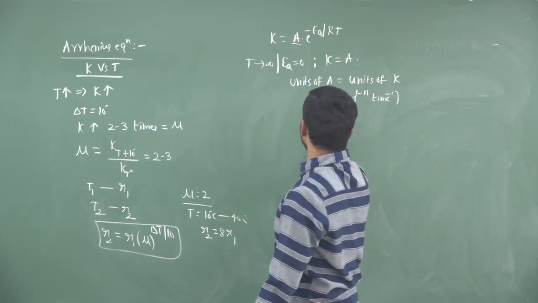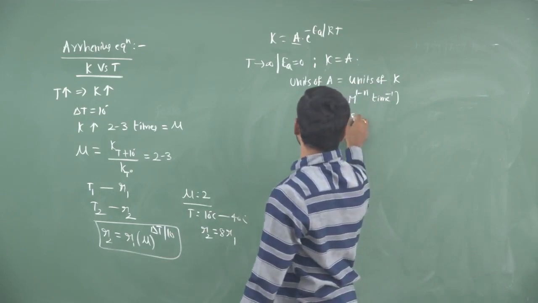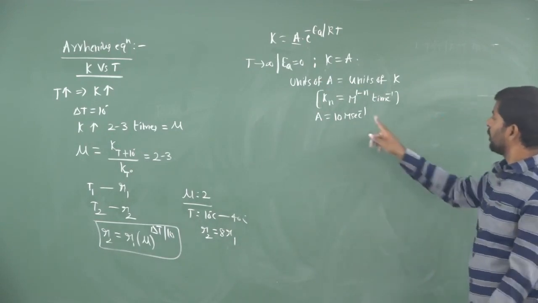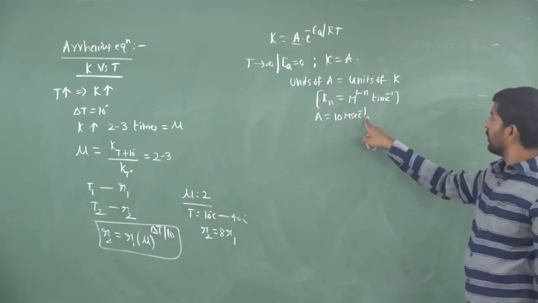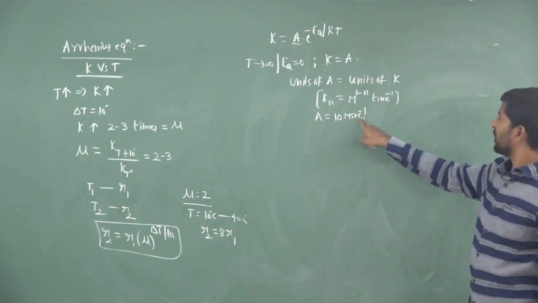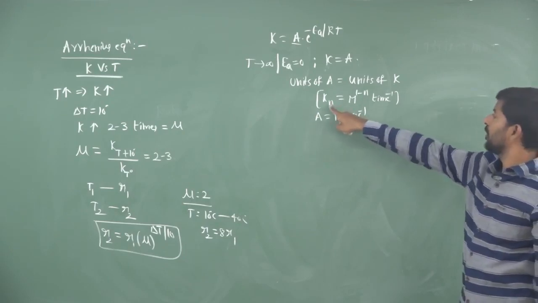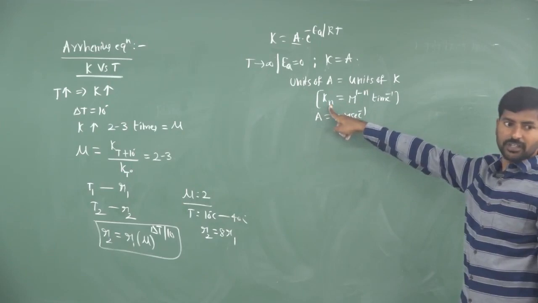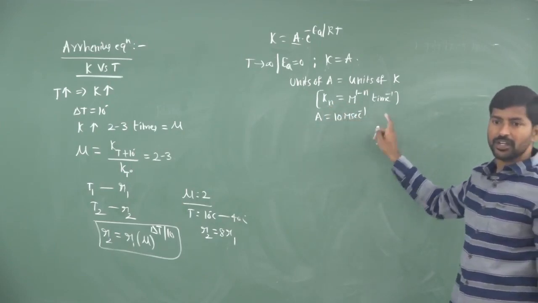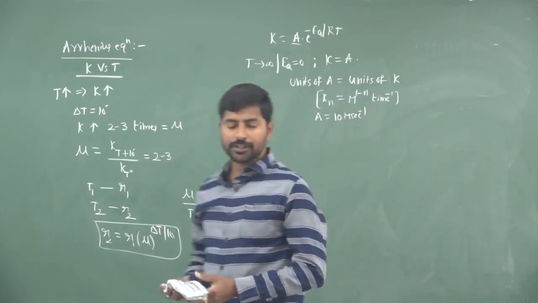For example, the A value is given as 10 M second inverse. What is the order of the reaction? M second inverse is the unit for the 0th order rate constant. So if the A value is given like this, 10 M second inverse, it is a 0 order reaction.